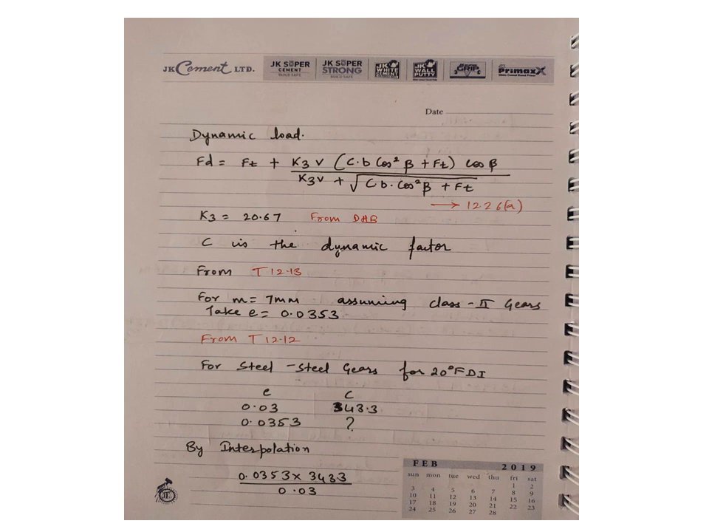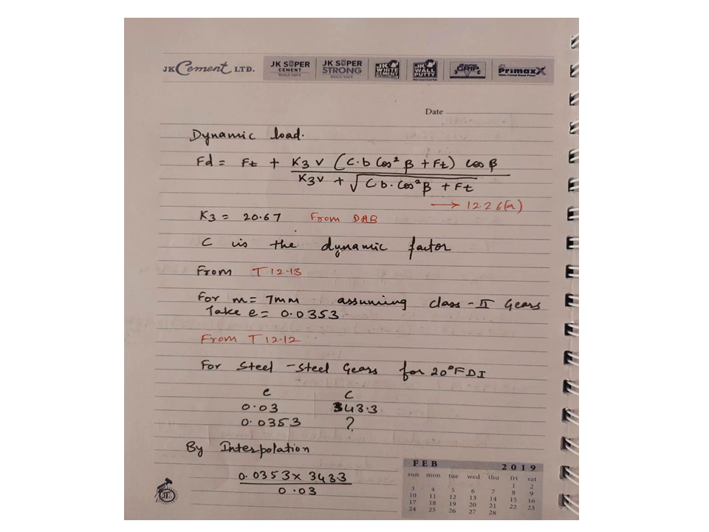It is required to calculate the C in this. Remaining all, whatever beta, Ft, V, have already been calculated. It is only required to calculate the dynamic factor C in the above equation. For m equal to 7 mm, from table number 12.13, assuming class 2 gear, take e equal to 0.0353. And from table number 12.12, for the steel to steel gear combination for 20-degree full depth involute, if e is equal to 0.03, C is given as 343.3.